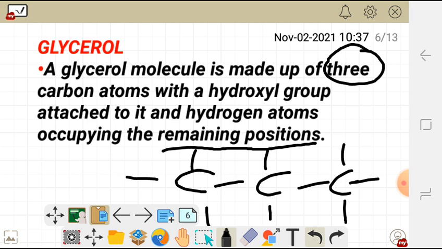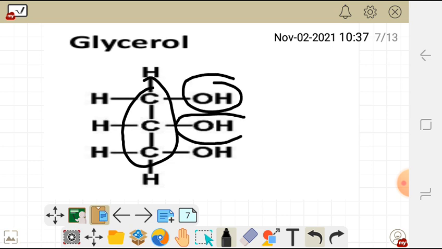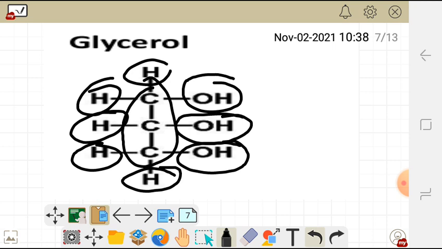Let's see the structure of glycerol. This is the structure of a glycerol molecule. It has three carbons with three hydroxyl groups attached to them, and the remaining positions are occupied by hydrogen atoms. That's all for glycerol.